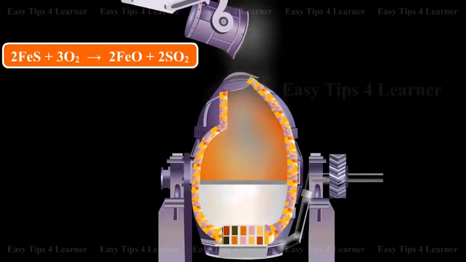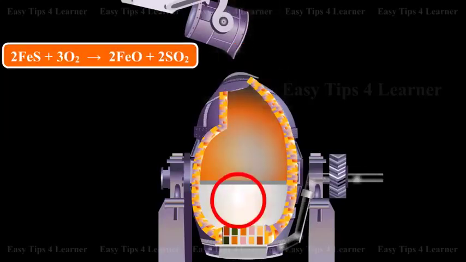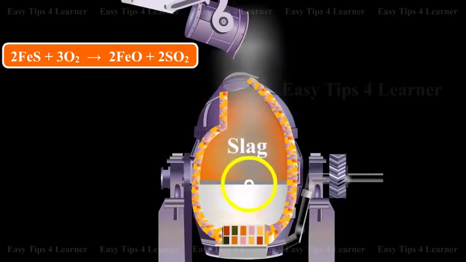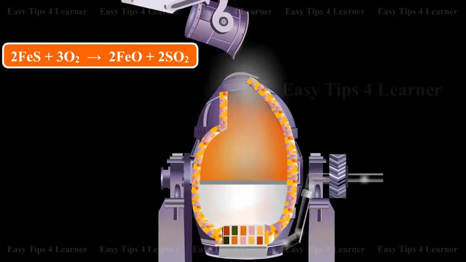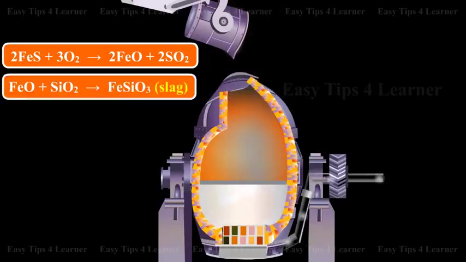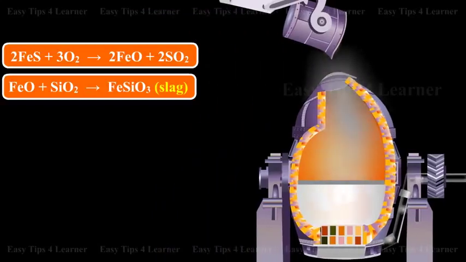Ferrous sulfide present in matte is oxidized to ferrous oxide, which combines with silica to form slag. Iron sulfide plus oxygen gives iron 2 oxide plus sulfur dioxide. Iron oxide plus silicon dioxide gives ferrosilicate, that is a fusible slag.